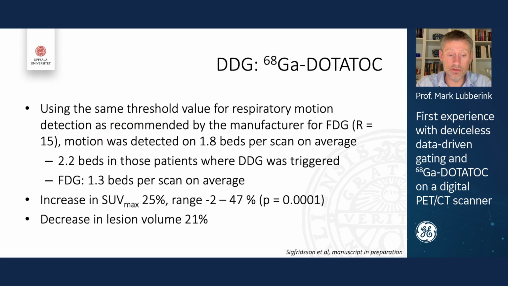There was also a significant increase in SUV max when we compare no gating to data-driven gating. And to summarize these results, using the same threshold value for respiratory motion detection as that recommended for FDG, 15, motion was now detected on 1.8 beds per scan on average. And we can compare that to the 1.3 beds per scan detected using the same scanner for FDG. In those patients where MotionFree was triggered, we found 2.2 beds with motion on average. The increase in SUV was on average 25% with a range of -2 to plus 47%, and we saw a 21% average decrease in lesion volume using data-driven gating compared to doing no motion correction at all.